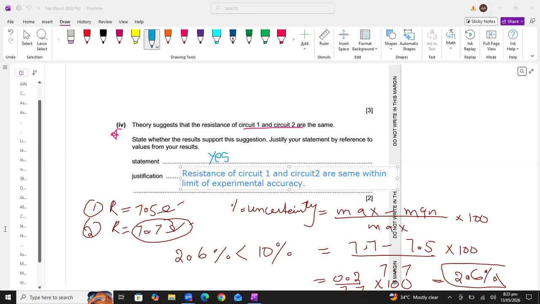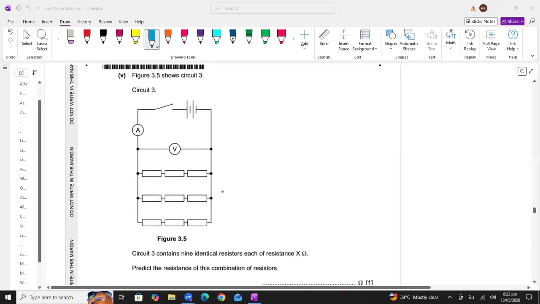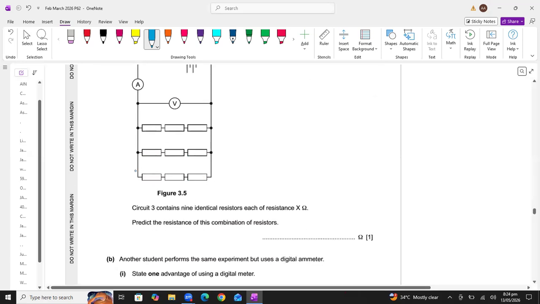All right. So now I'm going to clear the screen, students. We have completed this part 4. Now there is one more circuit, circuit 3. In circuit 3, they are saying figure 3.5 shows circuit 3. And now you can see there are 3 resistors connected in series in one branch. Then again 3 resistors connected in series in the second branch. And again 3 resistors are connected in series in the third branch. And together all these 3 branches are connected in parallel combination.